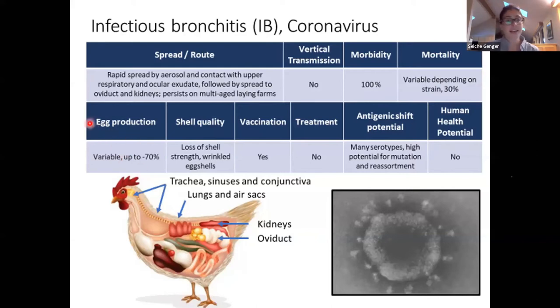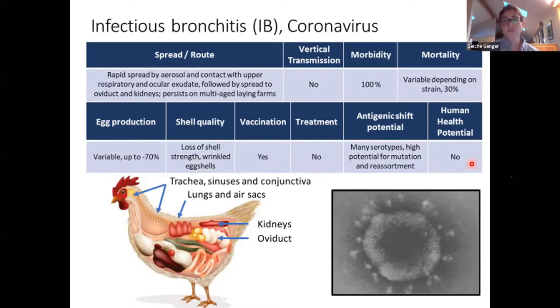Egg production, again, it's that variation. It depends on which kind is going to come in and affect these birds. So you could have up to 70% production losses. We saw in that challenge study, they lost 90% of their production, but hopefully they will recover somewhat. Shell quality, again, loss of shell strength, wrinkled egg shells, that watery albumin. There is a vaccination available for it. We're going to talk about those. And treatment, no. Always good to remember that for viral diseases, there's no specific treatment like antibiotics. It's all things to support the health of the bird.